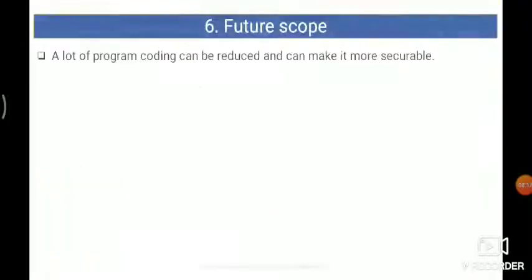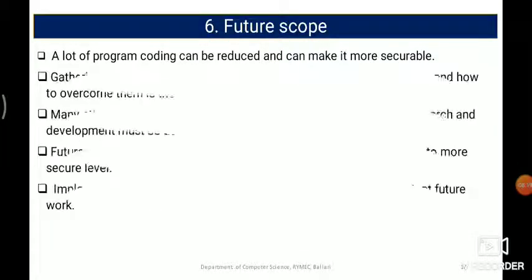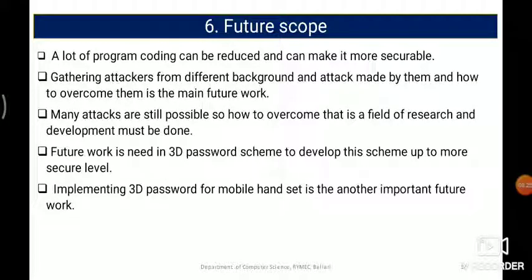Then future scope. Future scope deals with reducing the time and memory requirement, and overcoming the attacks. There are many attacks on this, so they can be overcome. Some hardware devices are required, which will be more expensive, so we can reduce it to a less expensive cost. Implementing a 3D password in mobile phones will be more helpful for further generations. Next, a lot of programming code can be reduced.